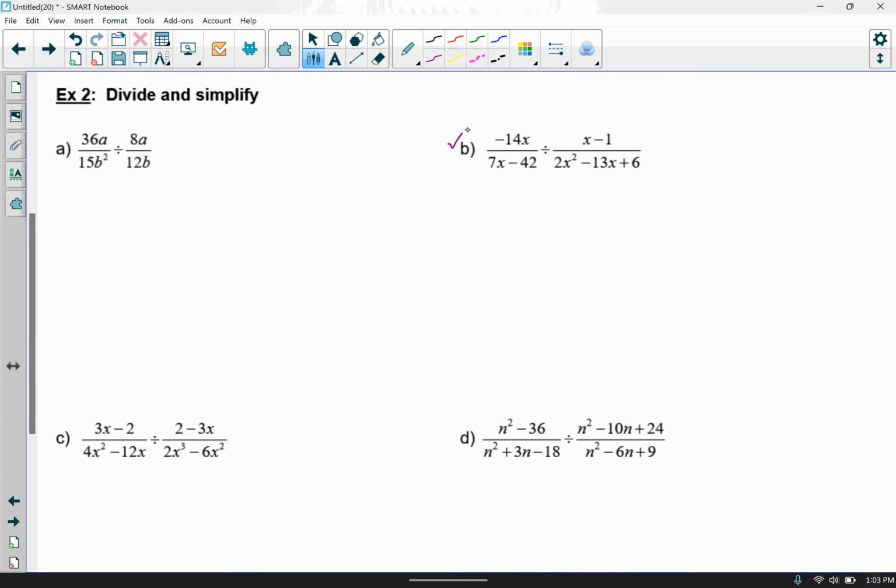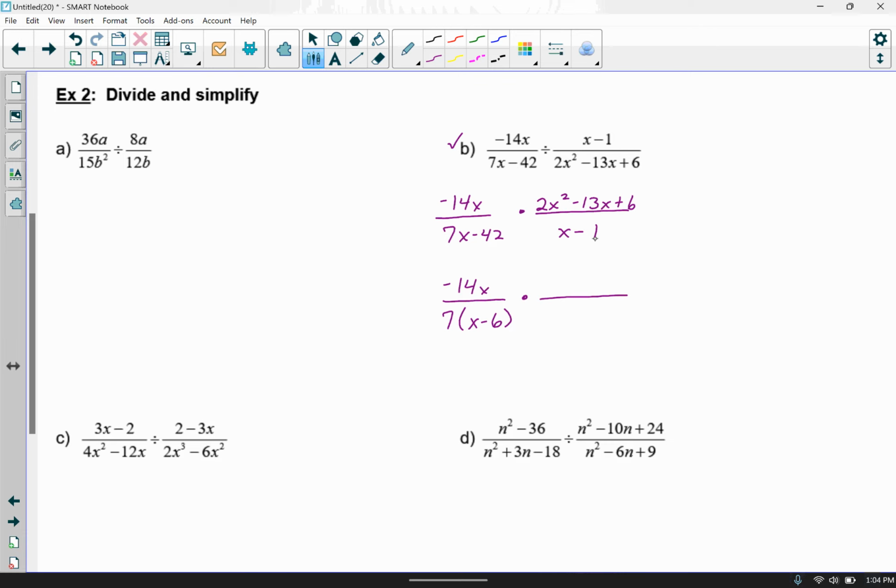So looking at letter B, the first thing I'm going to do is copy, change, flip. So copy the first fraction, change it to multiplication, and then we flip the second fraction. All right. Now this turns into the exact same kind of problems that we were doing on the previous page. So I've got my negative 14x on the bottom there. Those 2 terms have a 7 in common. Factor out that 7, write what I have left over.